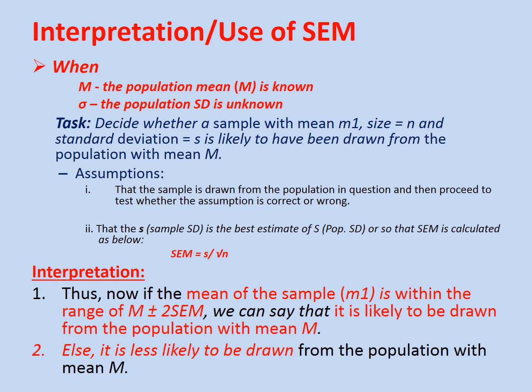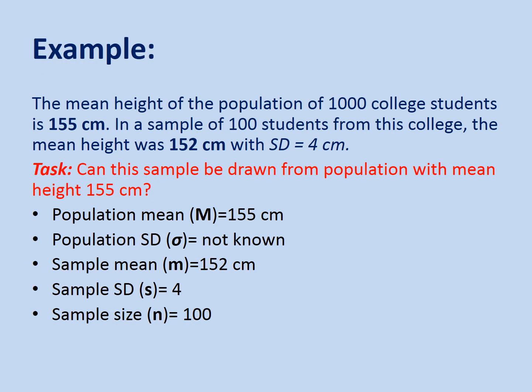And if the mean of our sample falls between those two values, we can say that the sample is likely to be drawn from the population with mean M. Else, if our sample mean m1 falls outside that range, it is less likely to be drawn from the population with mean M. This was just a hypothetical example in terms of capital M, small m1, and n. Let's understand with the actual figures. Okay, don't get confused now.